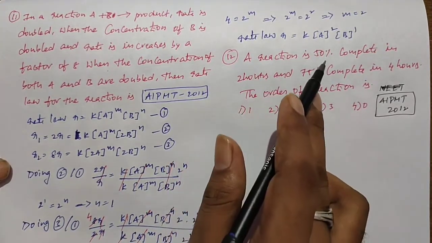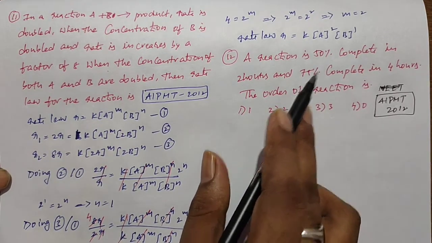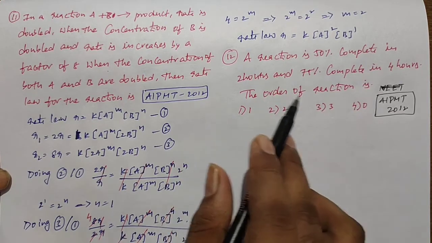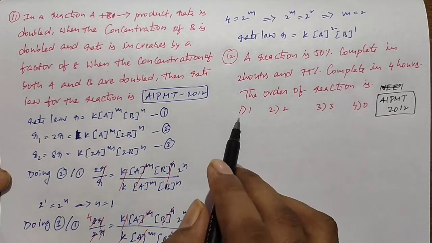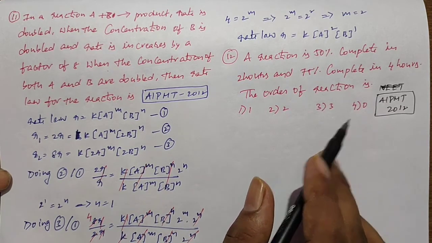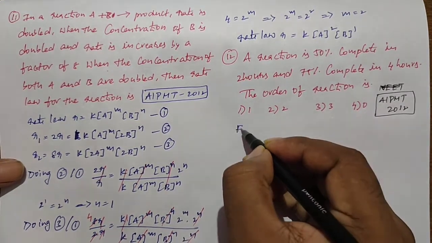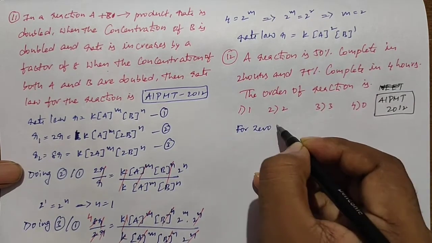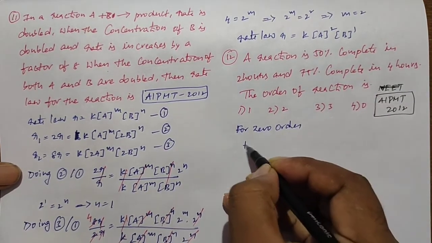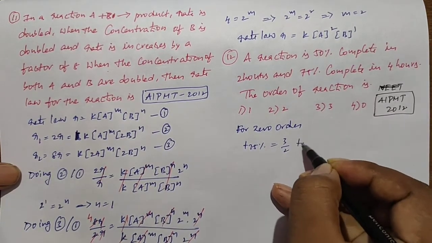So he gives the time taken for decomposition of 50% and 75%. Based on this information, they ask me to find the order of reaction. So we have some options: first order, second order, third order, fourth order, zero order. So I just want to start with the zero order reaction. So for zero order, T75% is equal to 3 by 2 T50.